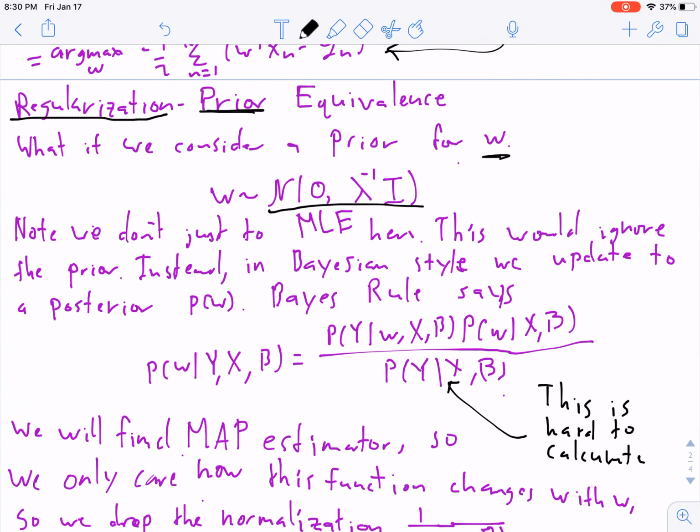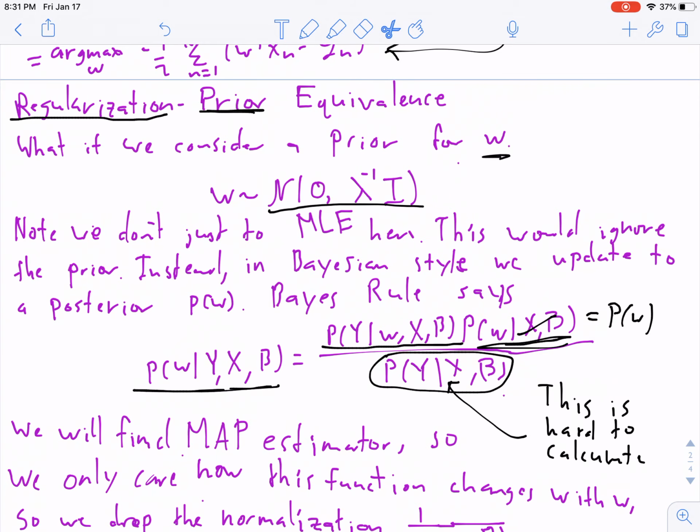So Bayes' rule says probability of w given y, x, and b, so we're using conditional Bayes' rule here, is equal to probability of y given w, x, and b, that's the likelihood function again, times probability of w given x and b. And this actually is just probability of w, the prior probability. We can drop the x and b being conditional because w doesn't depend on that. And then we've got this thing on the bottom, probability of y given x and b. We know the top two things because we said the likelihood in the MLE, and we know what the prior is, but we're going to have a little bit of trouble with the denominator, though we actually won't need to calculate it, and I'll explain why.